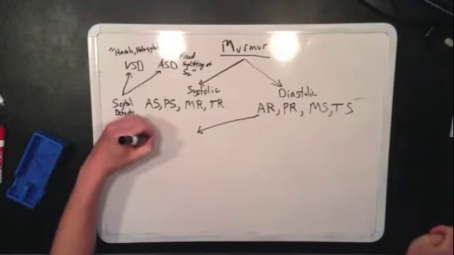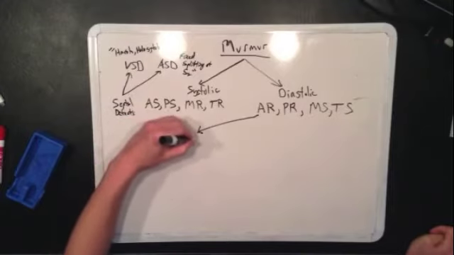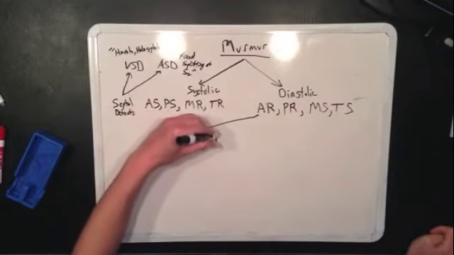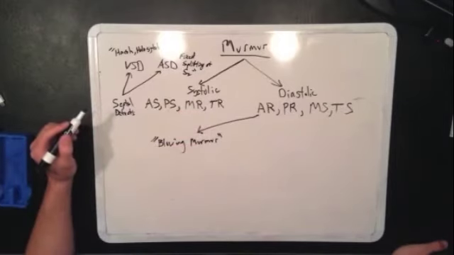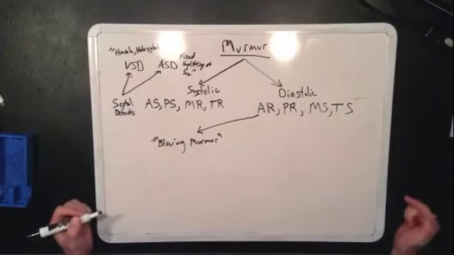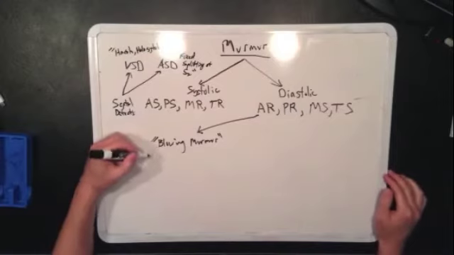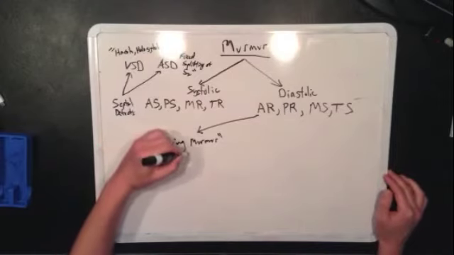So what you'll hear in the question stem is a blowing murmur. You don't want to hang your hat on that, though, so you want to look for other things that would be associated with the aortic regurge. So the main thing that you can hang your hat on is this widened pulse pressure.